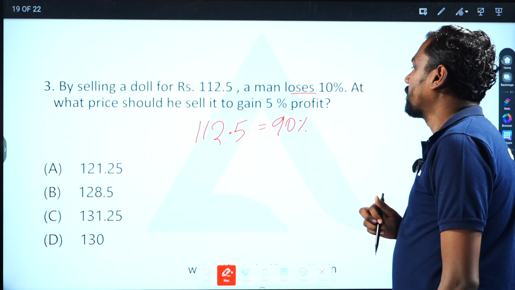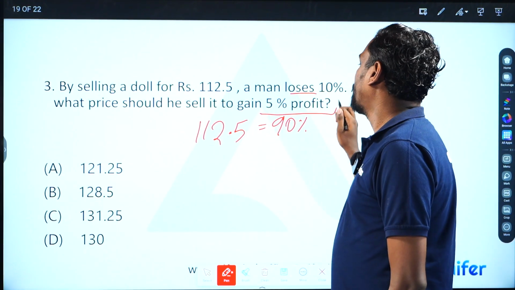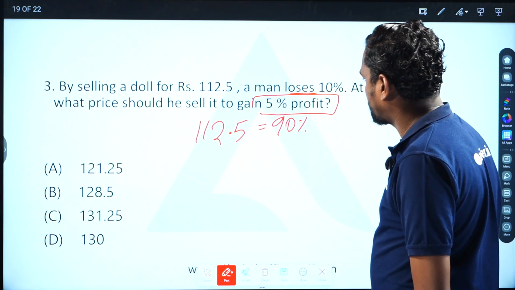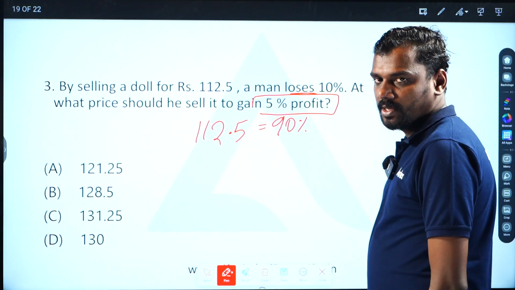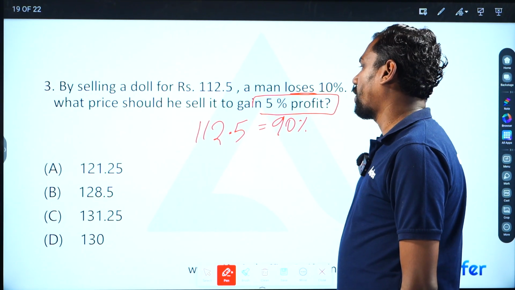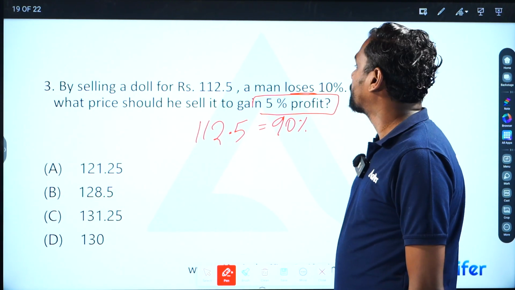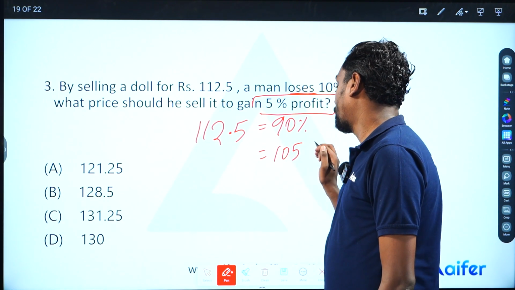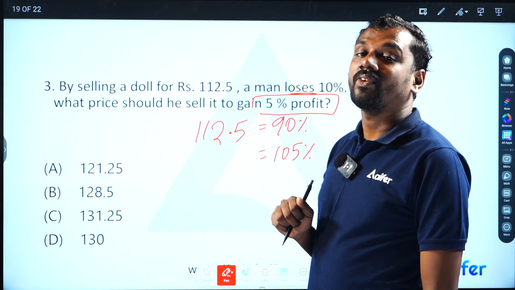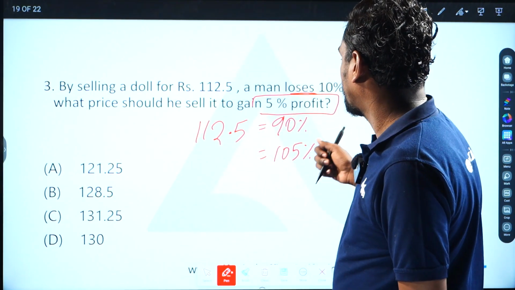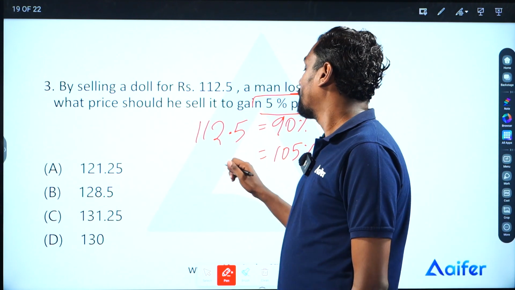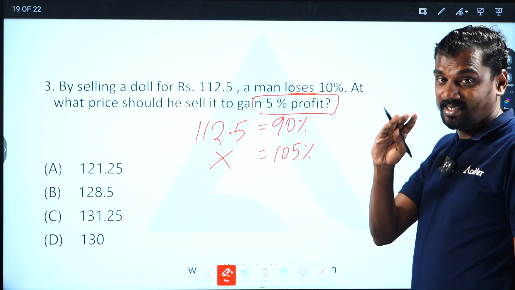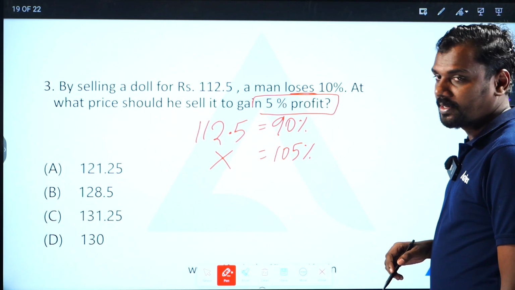Then we need 5% profit. That's what they are saying. So as to have 5% profit, we'll be having this as 105%. When we have a 5% profit, we'll be having it as 105%, and we want to find the x here.